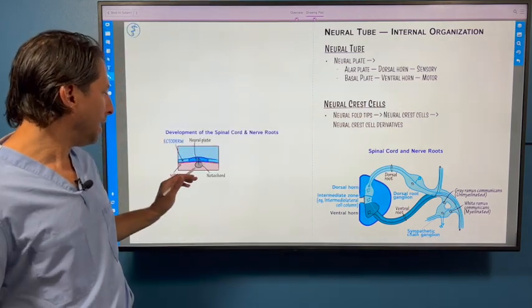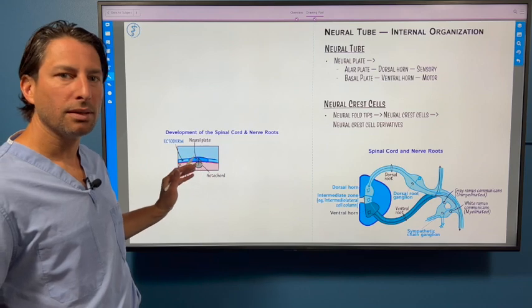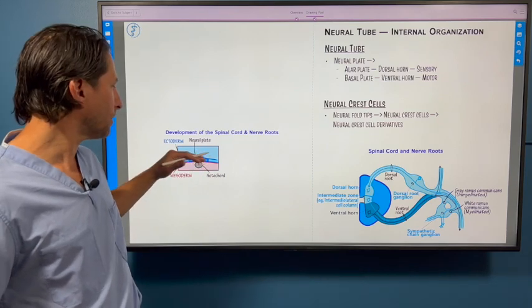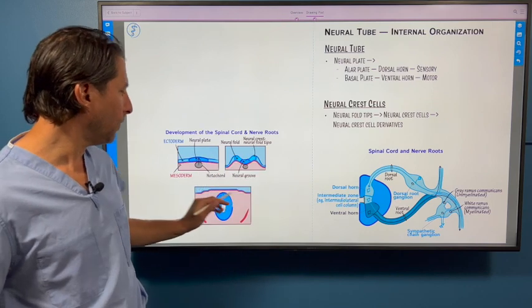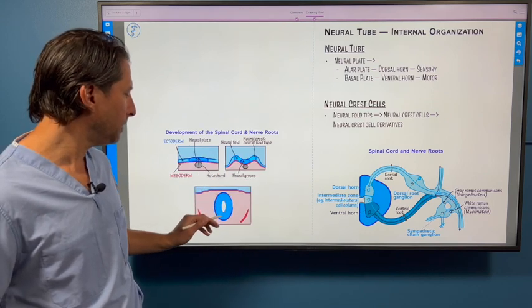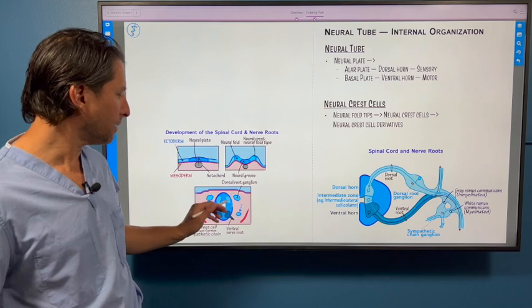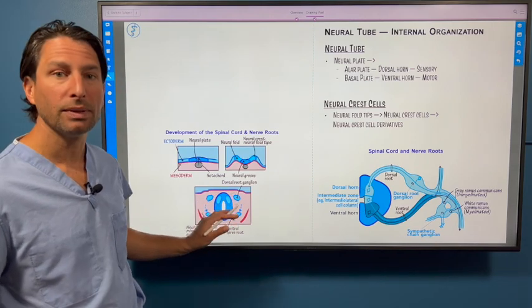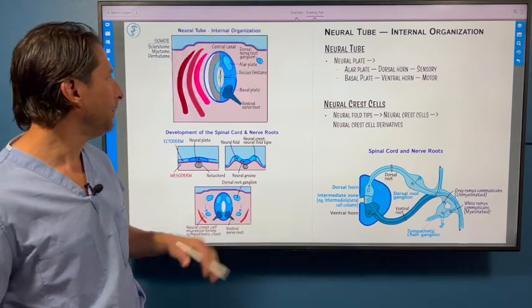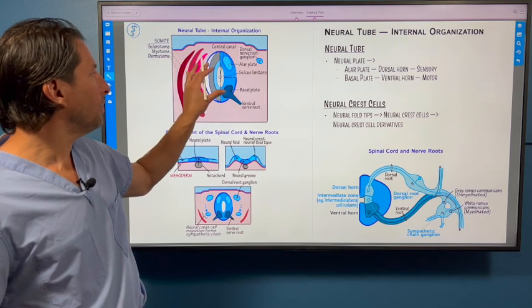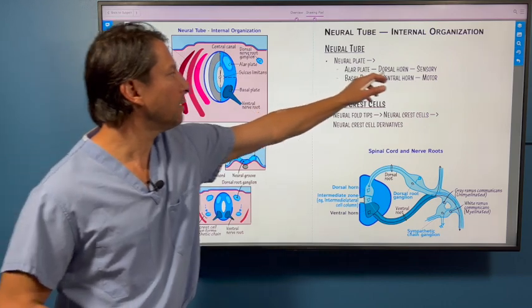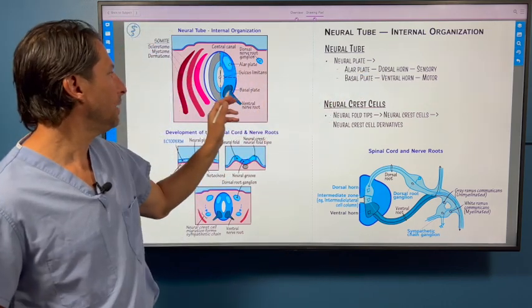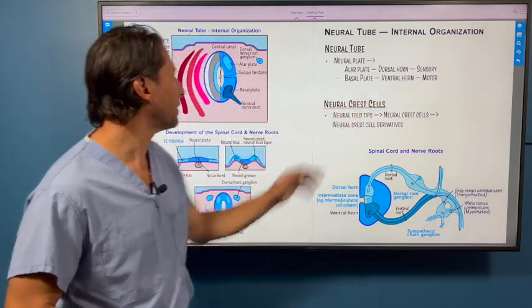So again, notochord within mesoderm induces overlying ectoderm to form the neural plate. Plate starts to fold, folding becomes this neural tube, and then these neural crest cells pinch off, and we'll talk about those in detail in a little bit. Here is a blown up view here of this neural tube organization. Again, alar plate, dorsal horn, sensory, basal plate, ventral horn, motor.